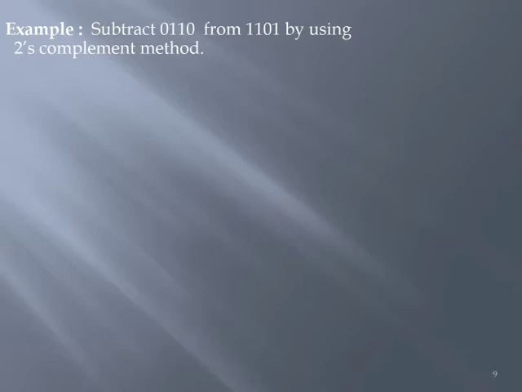So here I need to subtract 0110 from 1101. That means minuend becomes 1101 and subtrahend becomes 0110. So minuend will be 1101 and subtrahend will be 0110. And here I am considering case 1, that means minuend is greater than subtrahend or subtrahend is less than minuend.